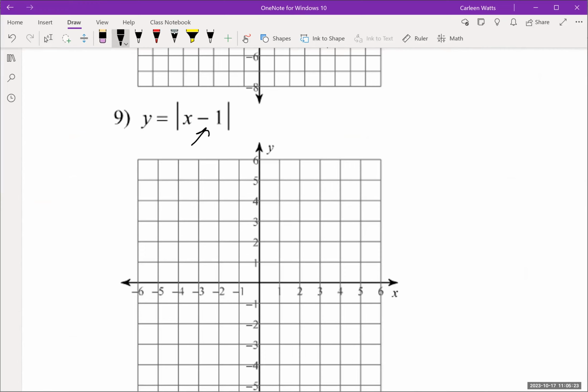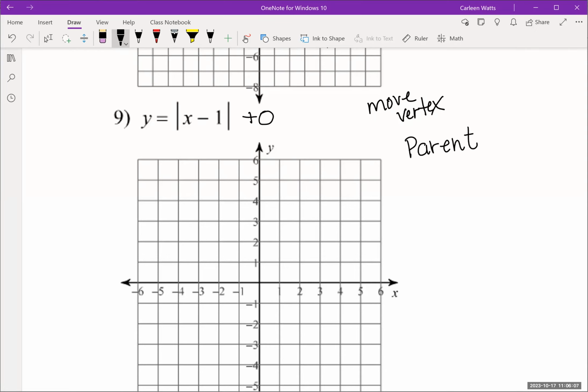Notice we are going to move the vertex. So does everyone see that this is x minus 1 plus a 0 on the outside? Okay, so far? So first, let's talk about the parent.